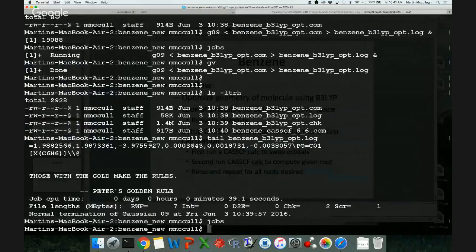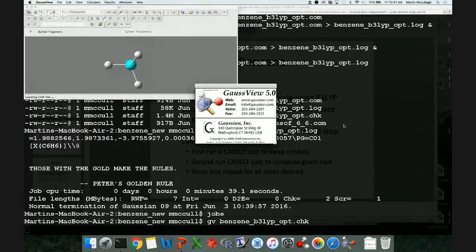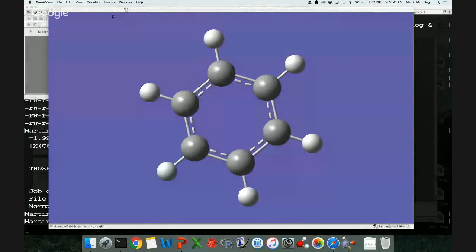Okay, so our optimization job is already done. I ran it on my laptop here and it's already done. It's fast. So now we're going to view the benzene optimized B3LYP checkpoint file, and do the same thing we did for ethylene, go through those orbitals and look at them, okay? If you have Gaussian, you want to follow along with those files in the folder that I uploaded. The file names are the same, so you can just load that benzene B3LYP opt.chk in there.